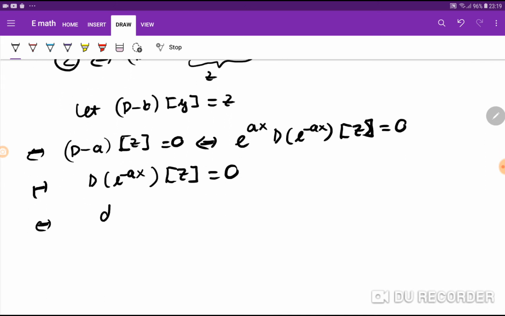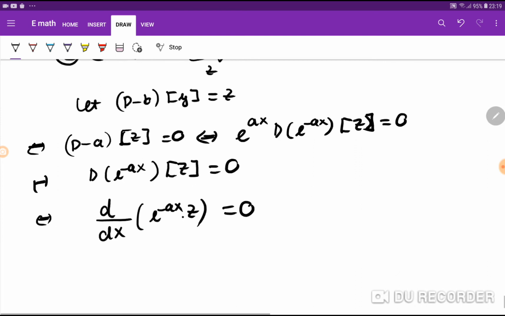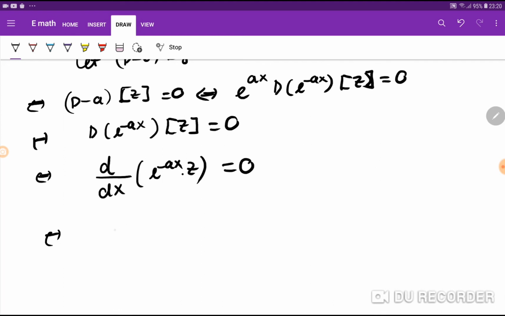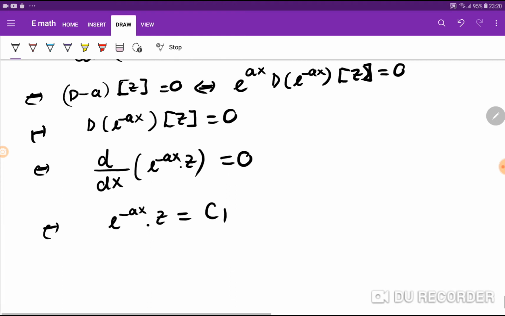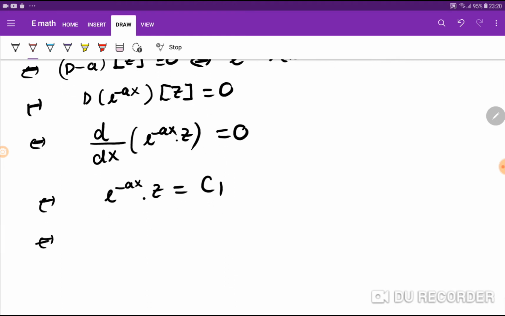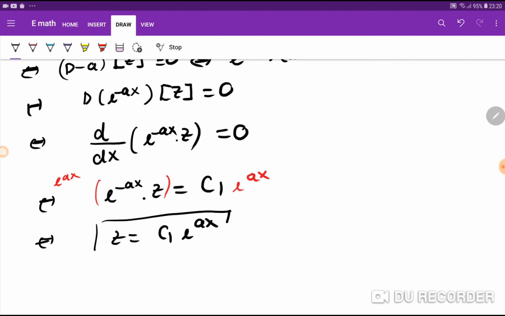So I'm going to rewrite this in normal form. Take the derivative with respect to x of e to the power negative ax times z equals 0. So integrate both sides. e to the power negative ax times z equals c1. Okay, times e to the power ax on both sides. You get z equals c1 e to the power ax. Okay, you got z already.